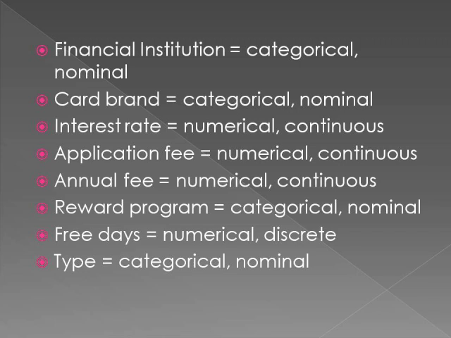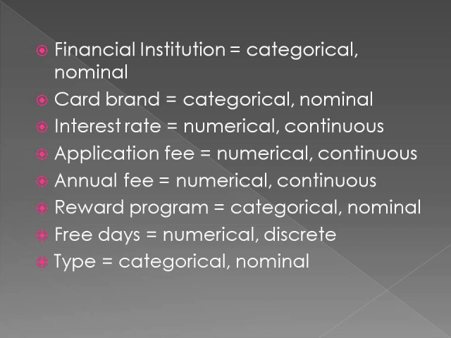Next column is interest rate. This is clearly numerical. We have numbers, we have our interest rate percentages. The next column is application fee. Again, this is numerical. We clearly have numbers in our data. Annual fee is also numerical. If we have a look then at reward program, here the responses are either yes or no, and so this is categorical. Free days, well, here we see numbers, so again this is numerical.